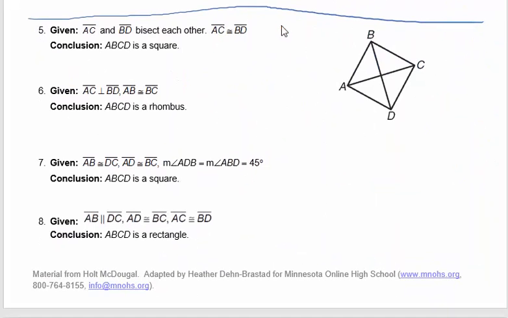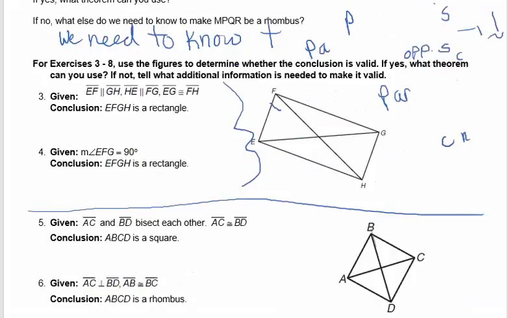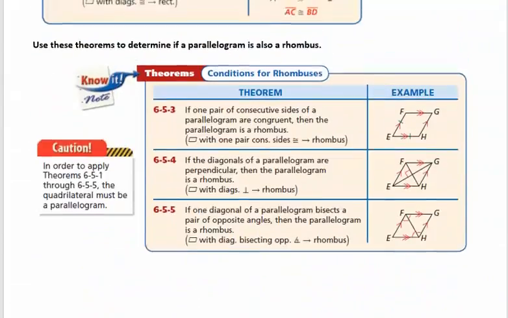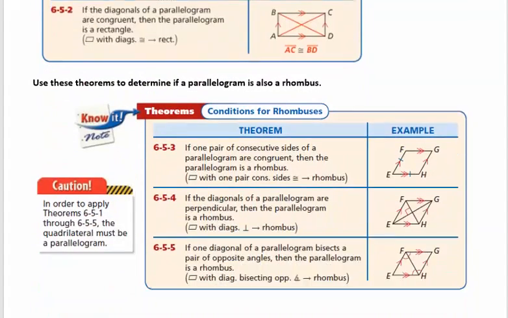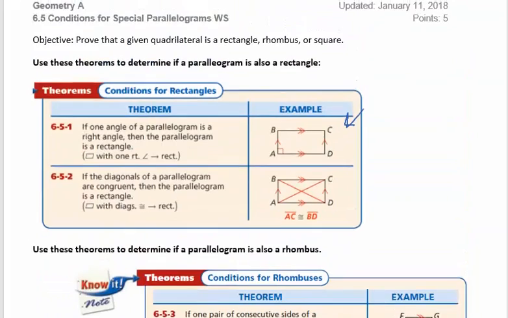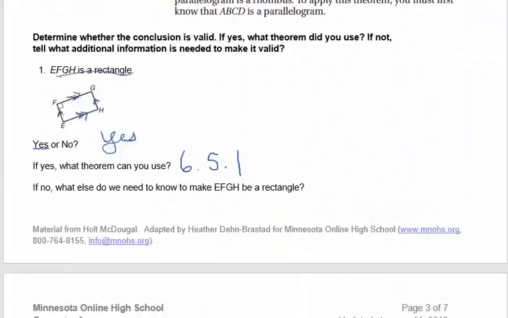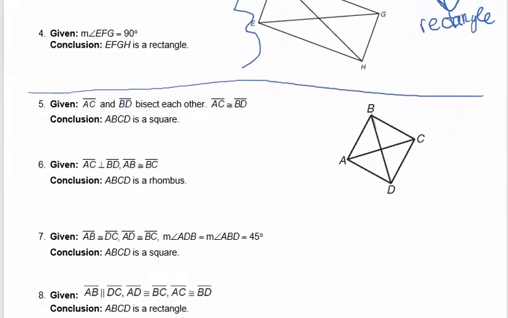Let's look at some of these. So number 5 says that AC and BD bisect each other. So these two diagonals bisect each other. I don't have all the conditions to be a parallelogram on this sheet, but if the diagonals bisect each other, let's see if we can find it up here. Nope. But that was one of the conditions to be a parallelogram from 6.4. That's why I was saying it's important to do that one first and even have it open with you. So because the diagonals bisect each other, we know that it is a parallelogram.